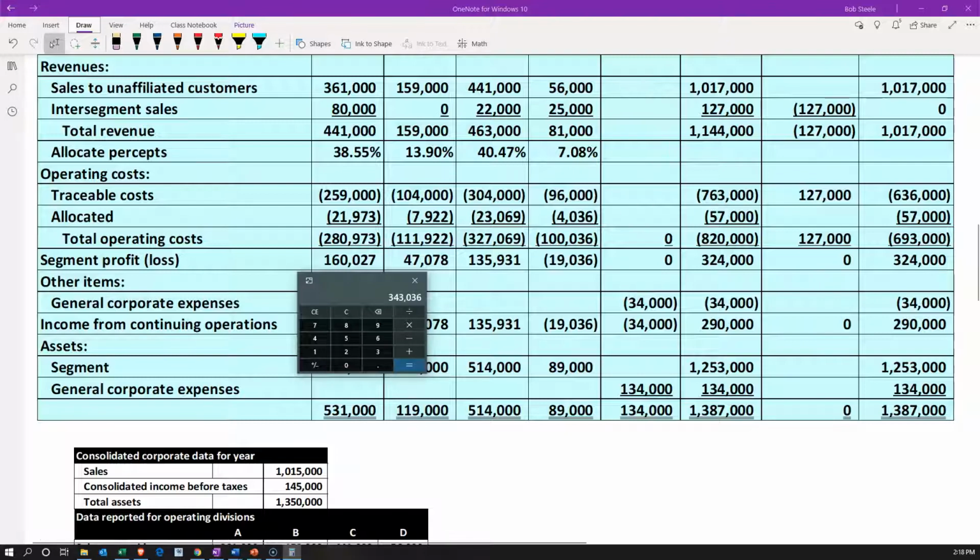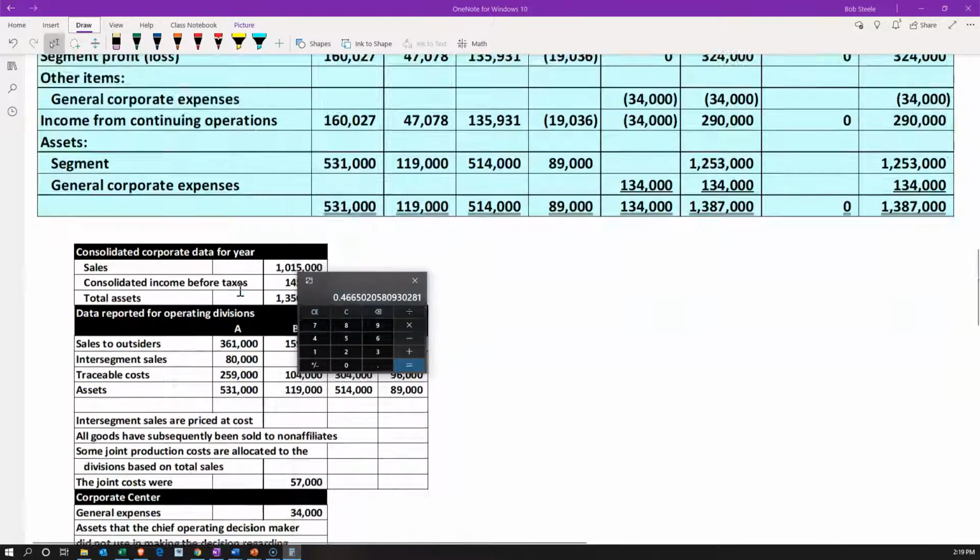That's going to give us the 343,036. The other way you get to that 343,036 is taking the 160,027 plus the 47,078 plus the 135,931, and that gives us the same 343,036. And then once you have that, you're going to take the 160,027 divided by the 343,036, and that's going to give us about 46.65.